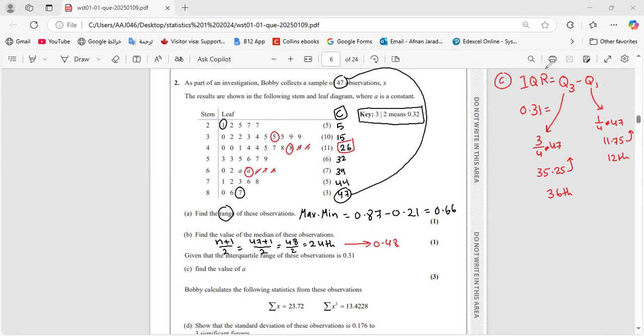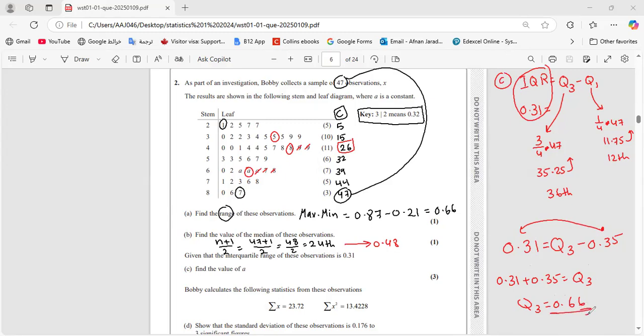So I have 0.31 as the interquartile range. So 0.31 equals the third quartile minus 0.35. Take 0.35 to the side. It will be 0.31 plus 0.35 equals the third quartile. So the third quartile equals 0.66. I need A. Look at A. It's 0.6A. So don't forget to write that A equals 6. Okay? Look here, 0.66. This one is A. So A equals only 6.